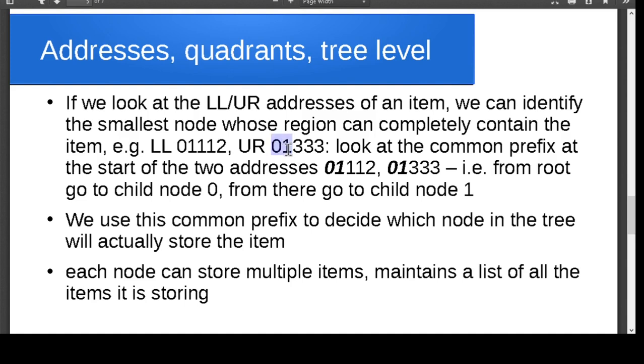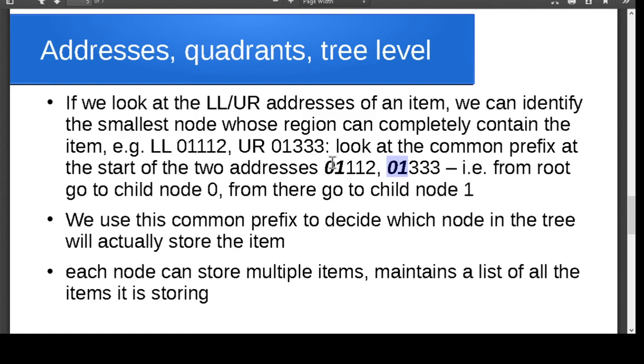So we know we can go down to the 0, 1 node and it'll work in there. But once we get past that, they start to differ, right? They're in different subnodes. We go to node 0, 1, 1 for the lower left and node 0, 1, 3 for the upper right. So we can actually look at these two strings and say, okay, look at the common part, the part that's the same in both of them, and that identifies exactly which node our item should be inserted in. And so that's essentially what's going to go on.